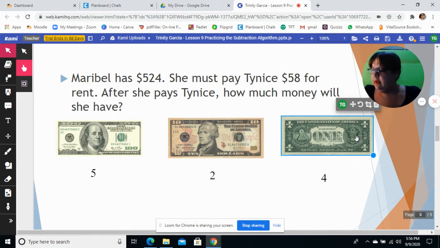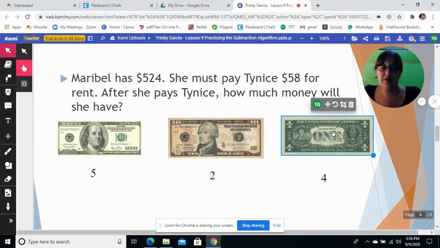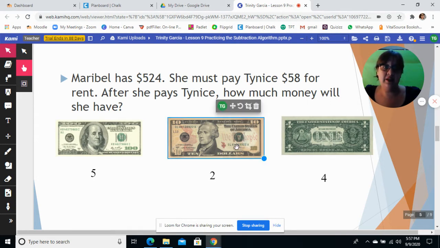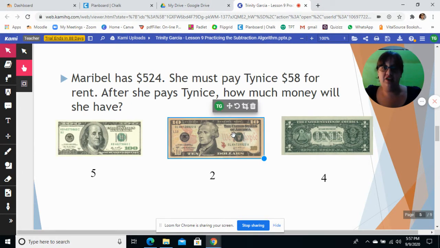So we will use the $500 bills, the two $10 bills, and 4 $1 bills to show how much money she has, just like I just told you. From that $524, Maribel must pay Denise $58, which is 5 $10 bills and 8 $1 bills. But the problem is that Maribel does not have 5 $10 bills or 8 $1 bills. So now we need to figure out what we can do with that. Okay, she only has 2 $10 bills, not 5.